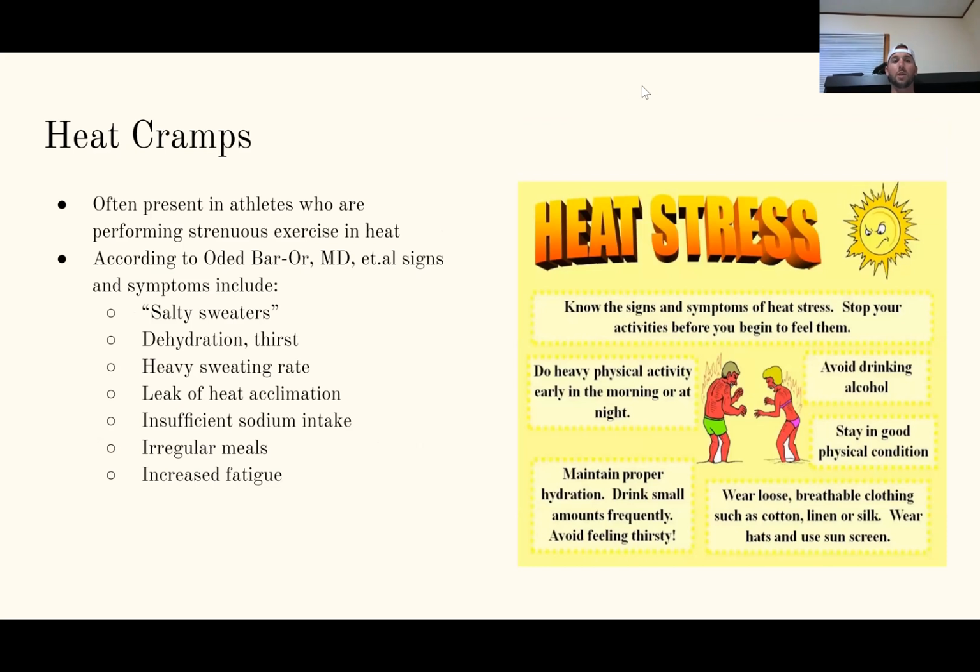All right, so first up, we have heat cramps. Heat cramps are often present in the middle to end of practice when the athletes are typically really dehydrated. Some of the symptoms that go along with heat cramps include heavy sweating, dehydration, so the athlete's really thirsty. They're not used to the heat or humidity, so the environment that they're working out in. They didn't intake enough sodium, and then they're not eating healthier meals. So they're eating a lot of bad sugary stuff that isn't going to help replace the fluids and sodium that they lost.